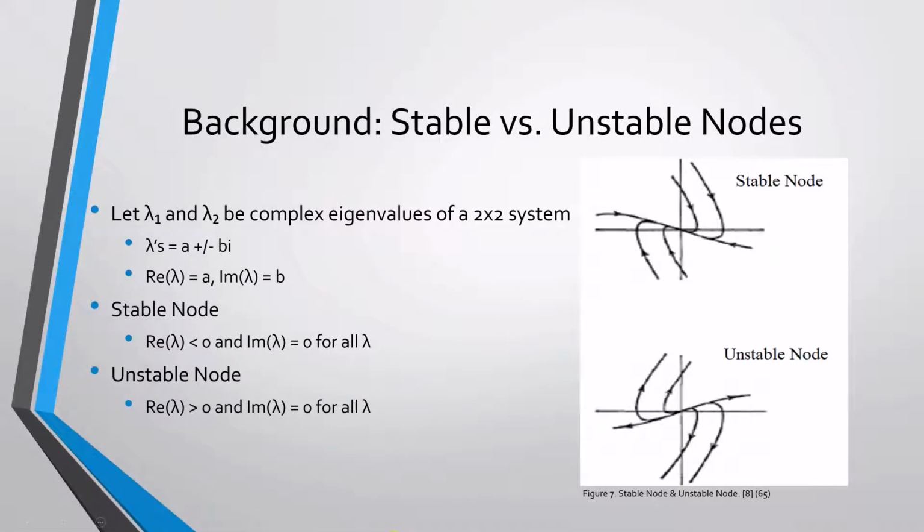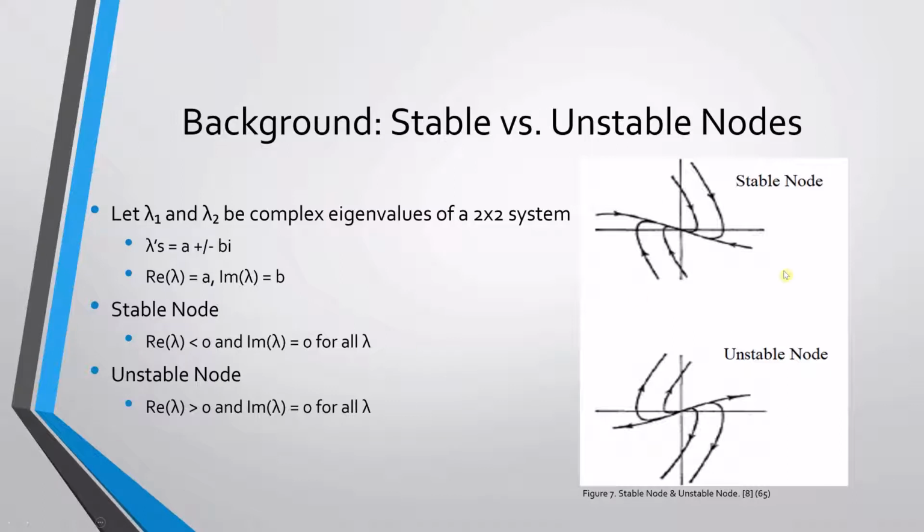As mentioned before, eigenvalues determine the stability of a steady state. Let lambda 1 and lambda 2 be complex eigenvalues of a 2 by 2 system. They will have the form lambda equals a plus or minus bi, where a denotes the real part of the eigenvalue and b denotes the imaginary part. For the first case, let's let b equal 0 so that all eigenvalues are real, and let's make both eigenvalues negative. This would produce a stable node.